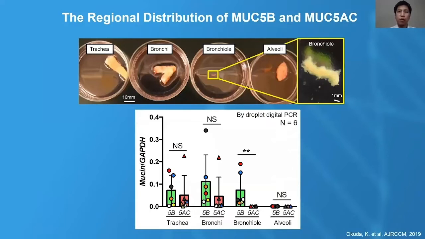We tried to validate those morphometric findings by measuring absolute number of 5B and 5AC transcripts in airway epithelial cells isolated from freshly excised different regions of airway tissues using droplet digital PCR. Consistent with morphometric data, while 5B and 5AC transcripts are present in large airways like trachea and bronchi, MUC5B is predominantly identified in bronchioles. So these data clearly suggest MUC5B dominates small airway regions.